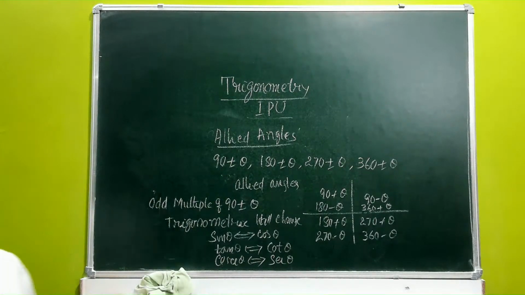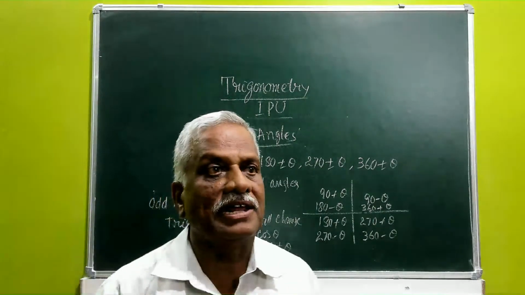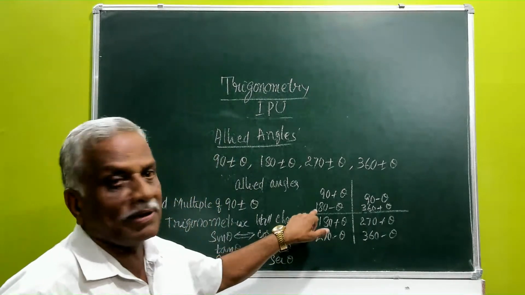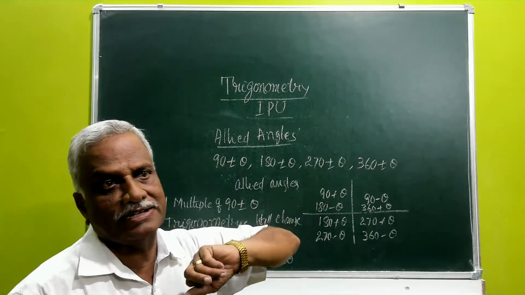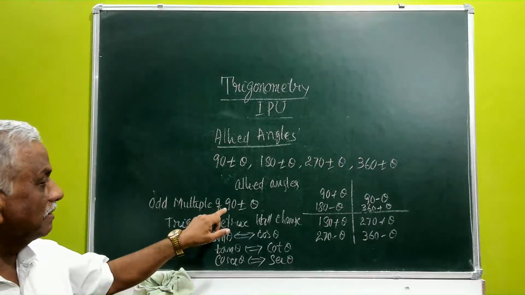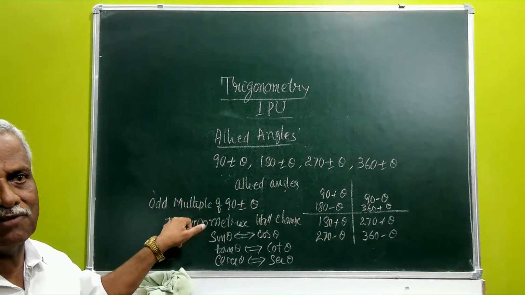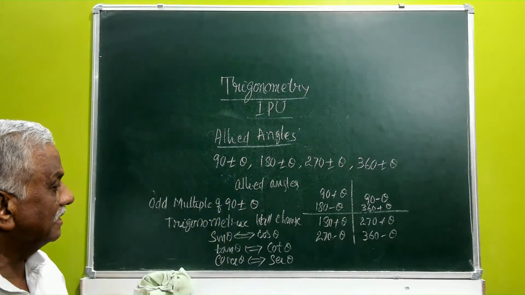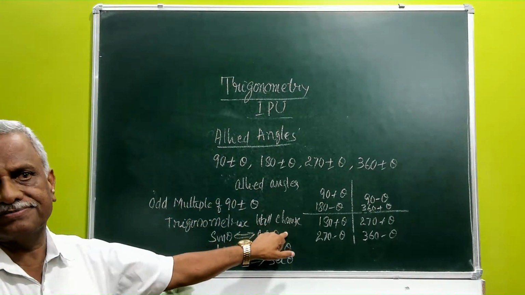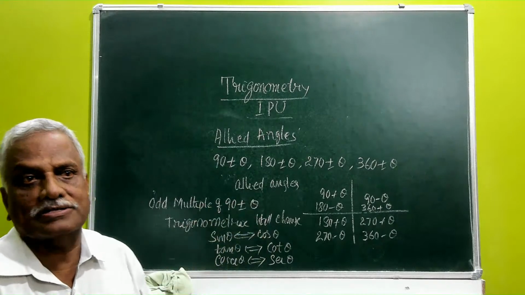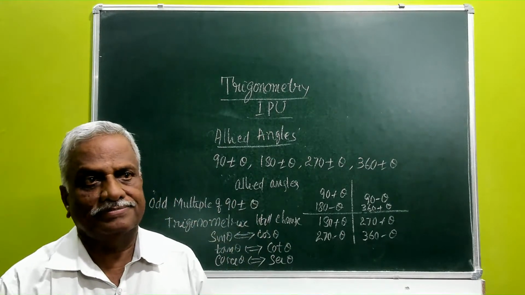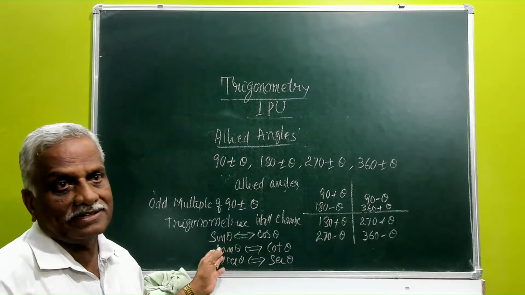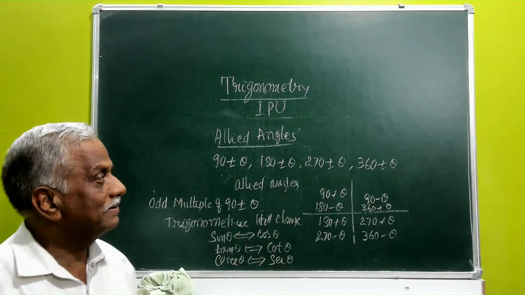I am just trying to put all the allied angle formulas in a simple way. Instead of remembering the 180 plus theta formula and 270 minus theta formula, I would ask you to remember only whether it is an odd multiple or an even multiple of 90. If it is an odd multiple of 90 plus or minus theta, the trigonometric function will change. That means sin will become cos, cos will become sin. It changes to the corresponding co-function, we say. In the case of tan, it becomes cot, and cot becomes tan.